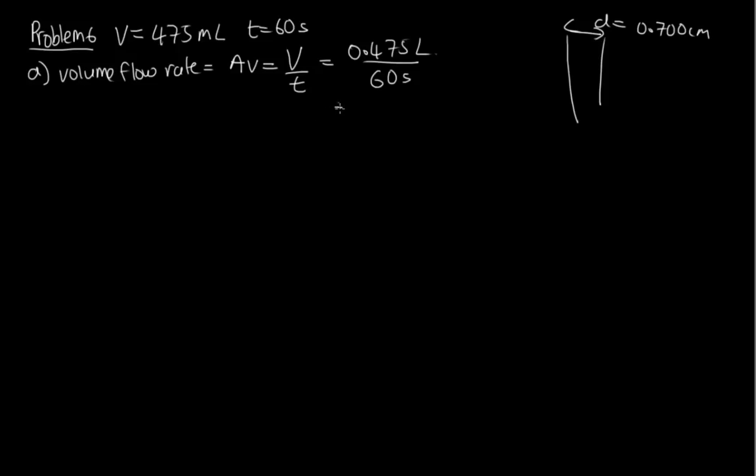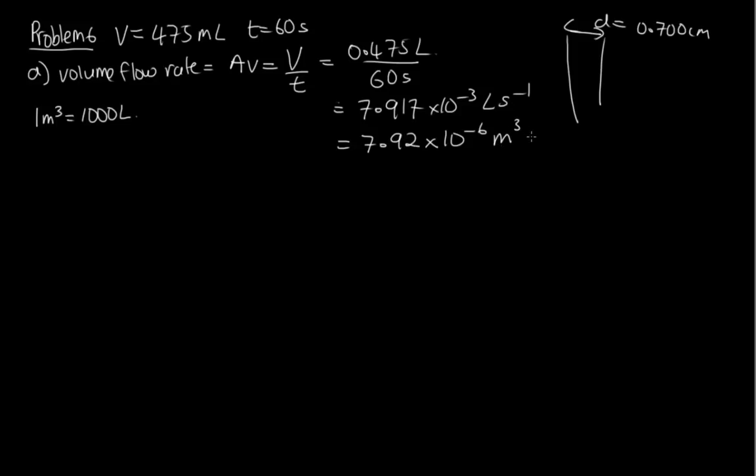So we can calculate this. We get 7.917 times 10 to the minus 3 litres per second, except let's put it into SI units, which is meters cubed per second. 1 meter cubed holds 1,000 litres. So to convert this from litres per second into meters cubed per second, we're going to have to divide it by 1,000. So that will give us 7.92, just putting it down to 3 significant figures, times 10 to the minus 6 meters cubed per second. So that's the volume of water leaving the tap each second.